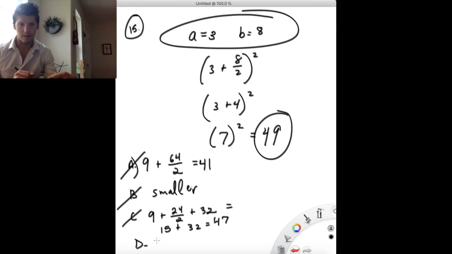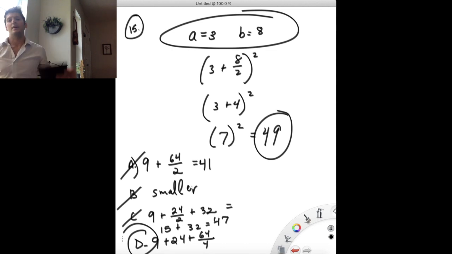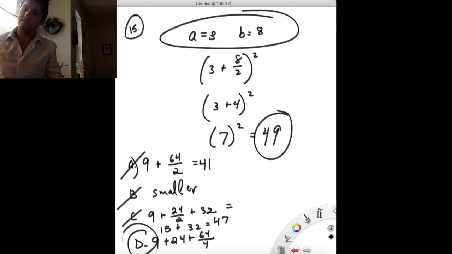How do I know? Well, it's 9 plus AB, which is 24, and then plus 64 divided by 4. 64 divided by 4 is what? 16? And 16 and 24 is 40 plus 9 is 49. Perfect. That's the right answer. So that's using real numbers.